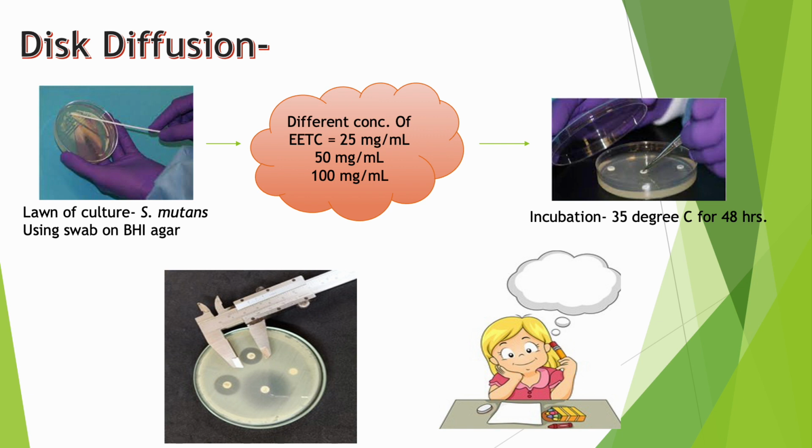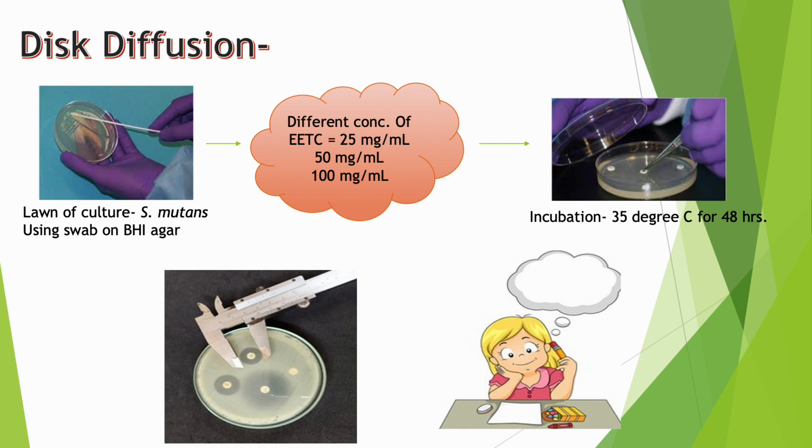Thus, after performing the viable cell count, we perform the disc diffusion method. In this method, we take the broth culture of Streptococcus mutans and with the help of a swab, we make a huge lawn of culture on the BHI agar plate. Alternatively, we take some discs of Whatman filter paper and dip these discs in the different concentrations of EETC. The 3 concentrations that we used for our experiment were 25 milligrams per mL, 50 milligrams per mL and 100 milligrams per mL.